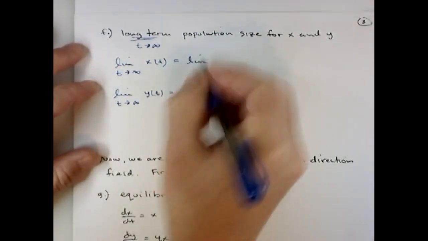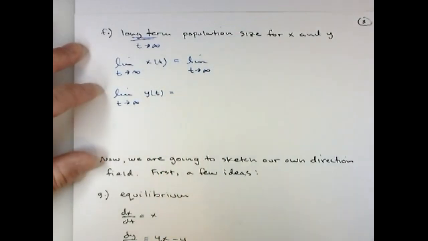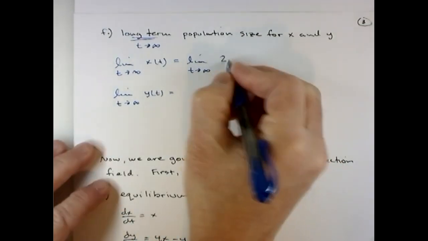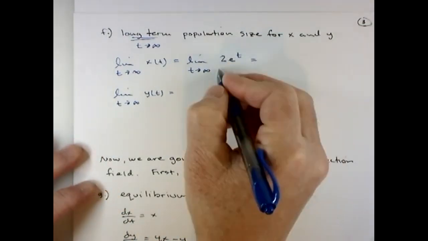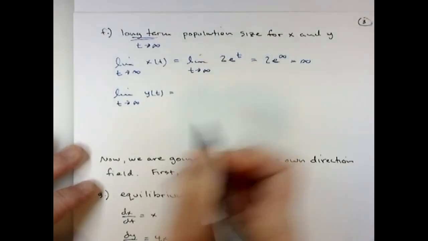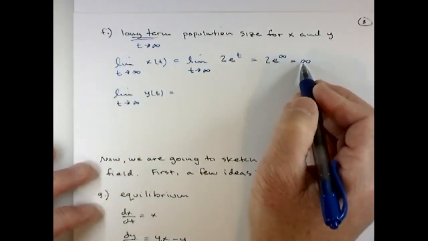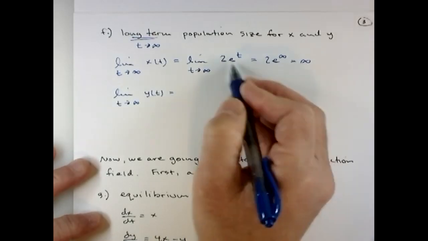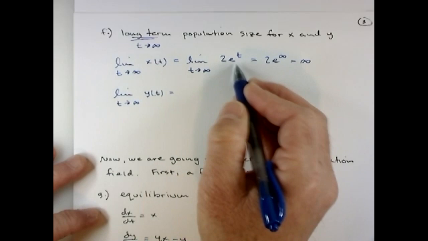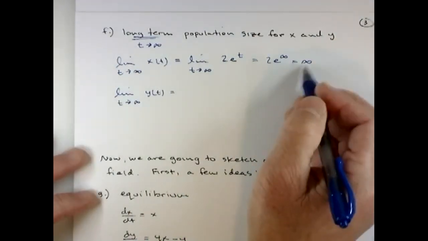So this would be the limit as t goes to infinity for 2e to the t. And that's pretty clearly, right? That's 2e to the infinity. That's infinity, right? So now, of course, you know, the whale population isn't going to get infinitely large, but the signal of this is that the suckerfish population isn't going to damage the whale population. It's going to grow to as big as it will grow to, right?